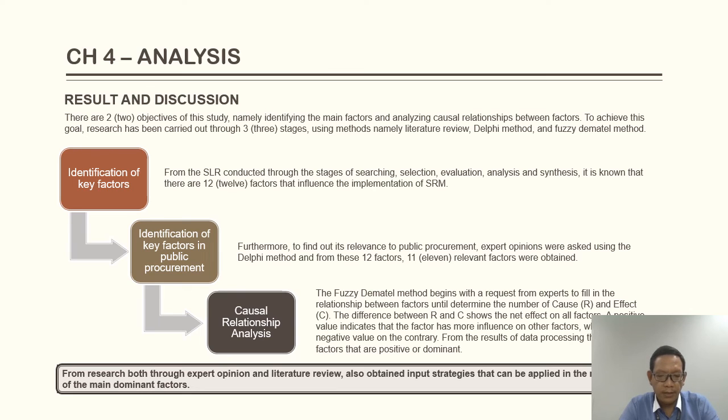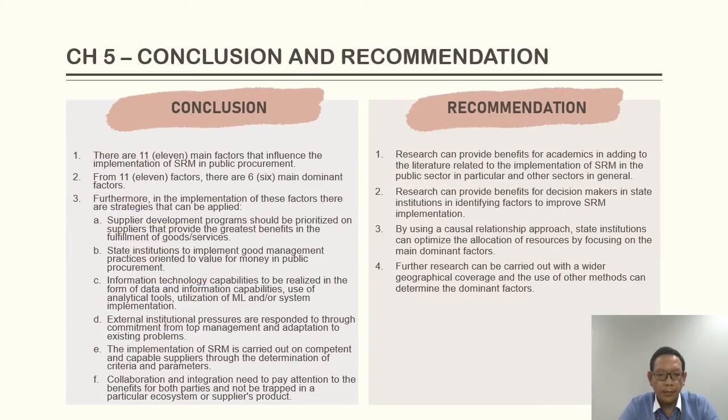In carrying out the research, input from experts and literature related to strategies that can be used to manage the main dominant factors was also obtained. Regarding the conclusion, first, there are 11 main factors that influence the implementation of SRM in public procurement. Second, from the 11 factors, there are 6 main dominant factors. Furthermore, there are strategic inputs for these factors. For example, the supplier development program should prioritize 2 suppliers who provide the greatest benefit in the fulfillment of goods and services.